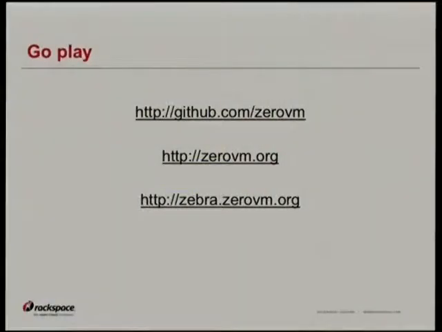If you're interested in giving this a go, it's all open source. You can find the GitHub repo at github.com/ZeroVM. The homepage is zerovm.org. And the last one, zebra.zerovm.org, is a publicly accessible Swift cluster with ZeroVM enabled. So it's a Zerocloud where you can request a free account and just go nuts and break stuff. So with that, thank you very much for your attention.